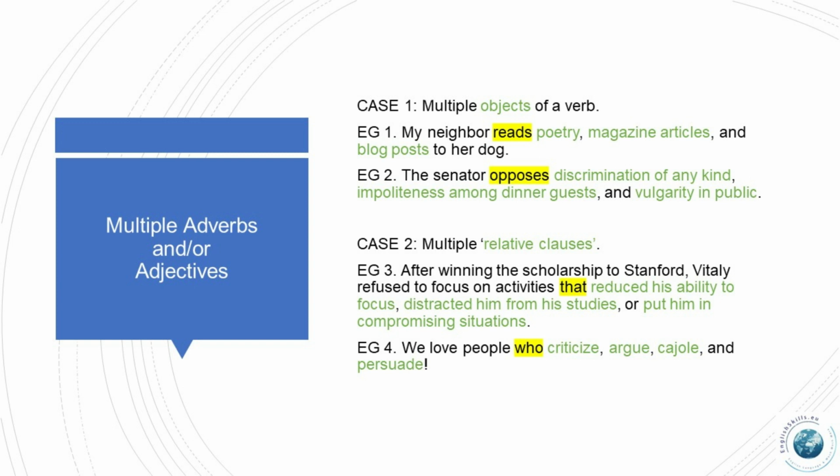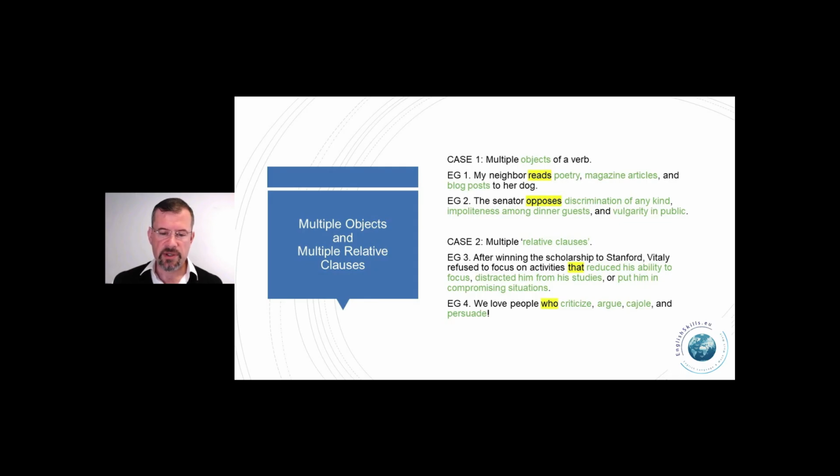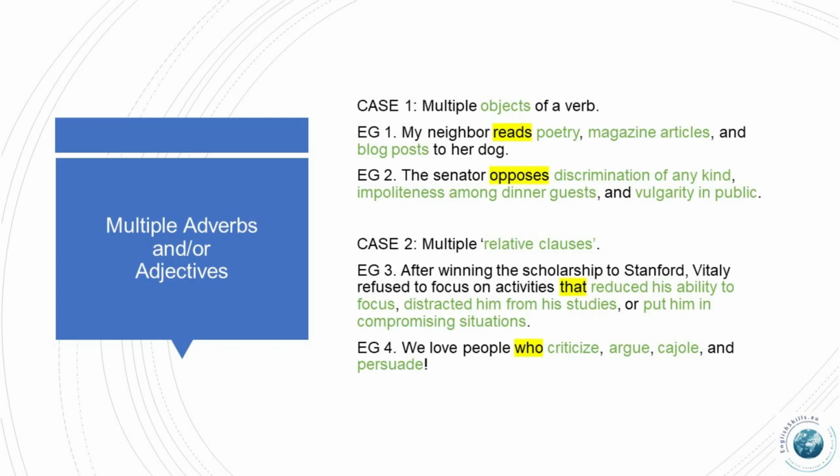Example 2, the senator opposes, all right, senator is subject, opposes is your verb. And now we have slightly more complicated elements within our different parts. Discrimination of any kind, impoliteness among dinner guests, and vulgarity in public. But let's look at how similar each part of this is. Discrimination is a noun, impoliteness is a noun, vulgarity is a noun. In each part then you have additional information to describe, for example, which type of discrimination, where or which type of impoliteness we're talking about, and where or which type of vulgarity. So you might not be able to make it the same number of words or absolutely perfect, but you see there that as close as possible, we make each part of the list as grammatically similar as we can.